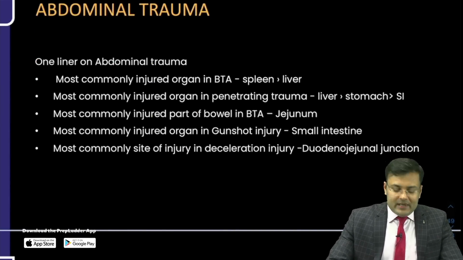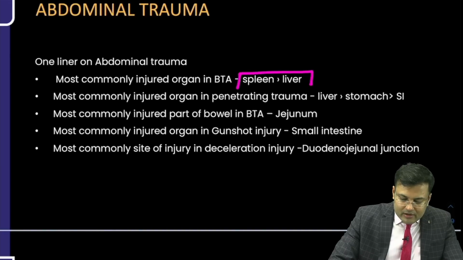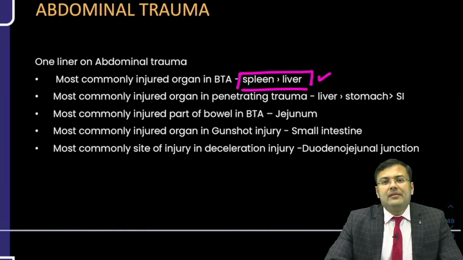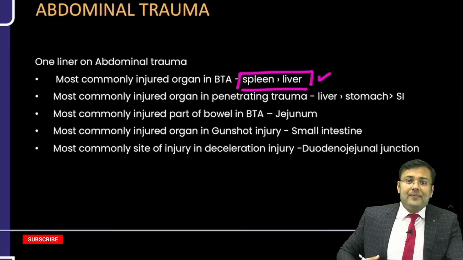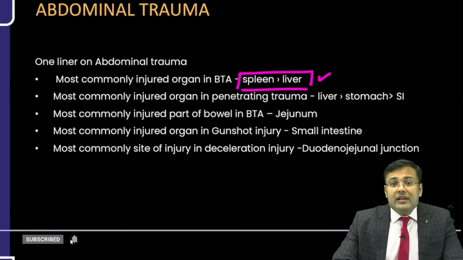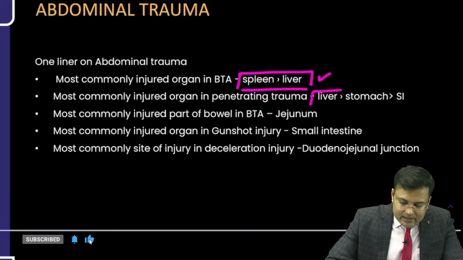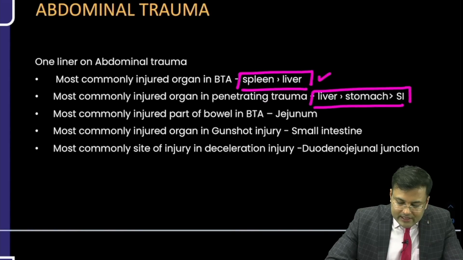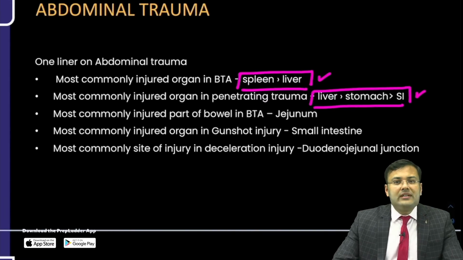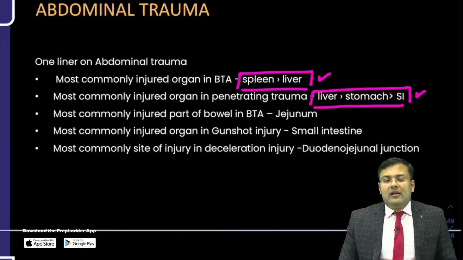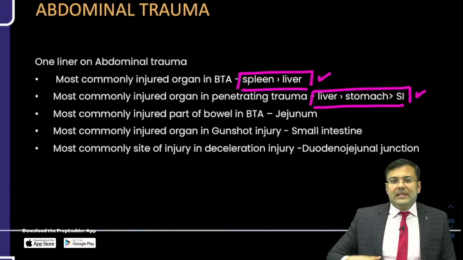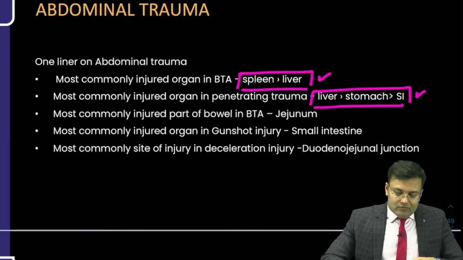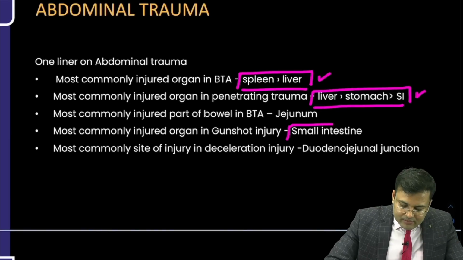What is the most commonly injured organ in blunt trauma abdomen? All of you know. It is spleen followed by liver. But if it is penetrating trauma, then it's liver followed by stomach followed by small intestine. Suppose somebody fired a bullet to the abdomen, means in gunshot wound, what is the most commonly injured organ? Then it's small intestine.